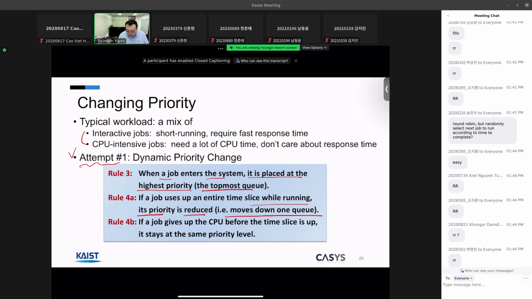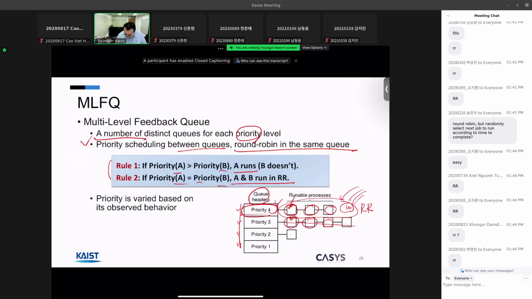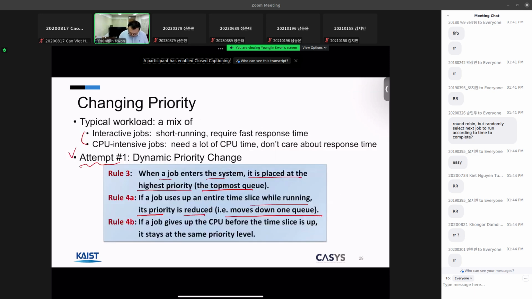It moves one level down to a lower queue. So if scheduled here, it uses the whole time slice and is demoted to the next priority. And if the task gives up the CPU before the time slice expires, for example, the time slice is 10 but the task only uses 8 time units, then it stays at the same priority level. It does not move down to a lower priority queue. So that is changing priority.